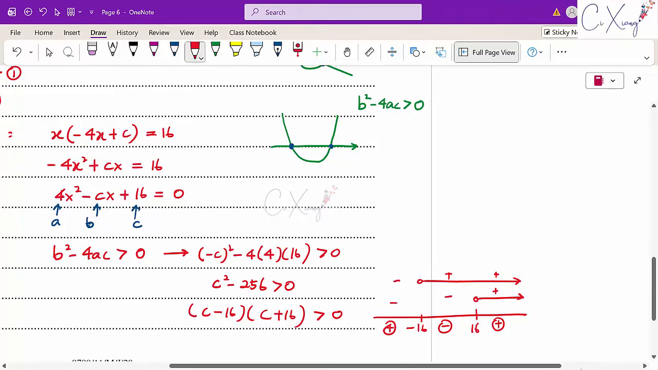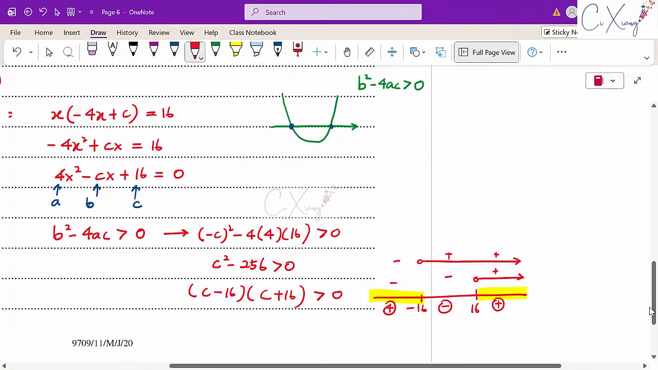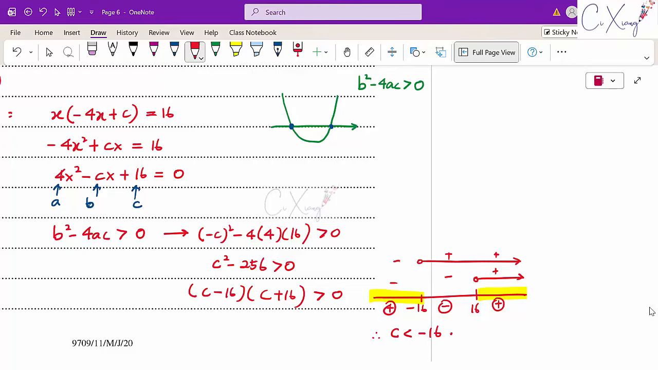We are looking for the equation greater than 0, means that we are looking for the positive value here. This one and also this part. Then we try to list out our answer. So what's the answer here? Therefore, the answer for the C should be C smaller than negative 16 and also C greater than 16.